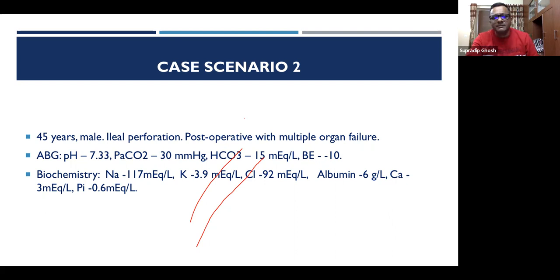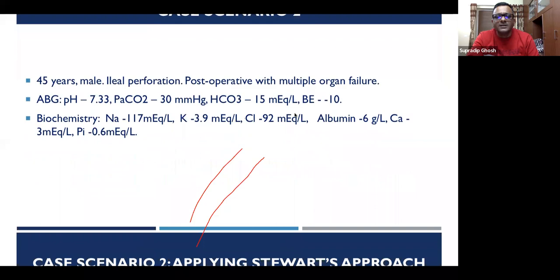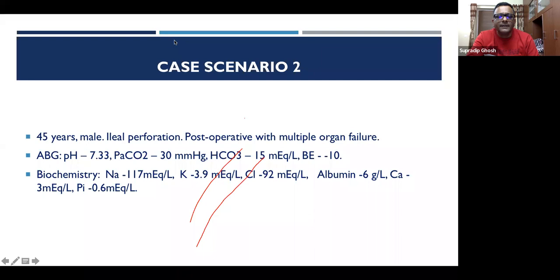Now, can anyone of my friends find out what is your take home from the Henderson-Hasselbalch equation? What do you think? The pH is 7.33, PCO2 is 30, and bicarbonate is 15. So what are we dealing with? Santosh has written it is a metabolic acidosis. I think it's right, looking at the ABG. Okay. Santosh, I am happy that you have rightly said.